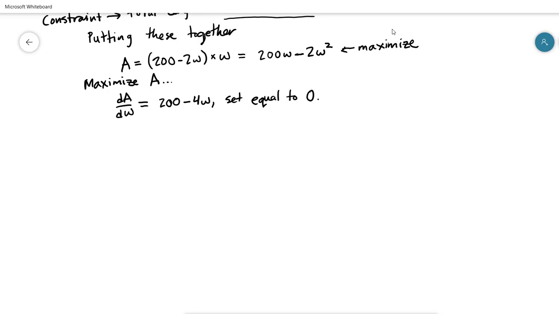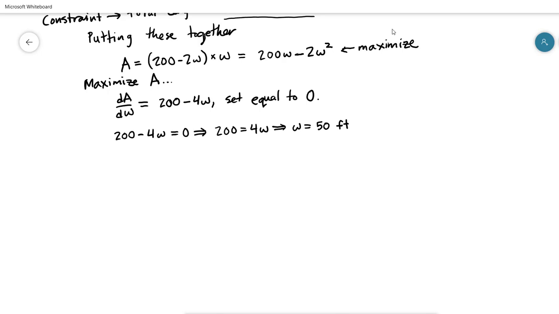So if we set this equal to 0, we will have 200 minus 4W equals 0, which will give us, moving things to opposite sides, 200 equals 4W. Dividing both sides by 4, we get that W is equal to 50. And remember that this has units of feet. So W is 50 feet. So we found one of the two dimensions, but we still haven't actually maximized A yet. We found the appropriate W that will maximize A, but to actually find that maximum area, we'll have to plug it back into the area formula to figure out what A is.